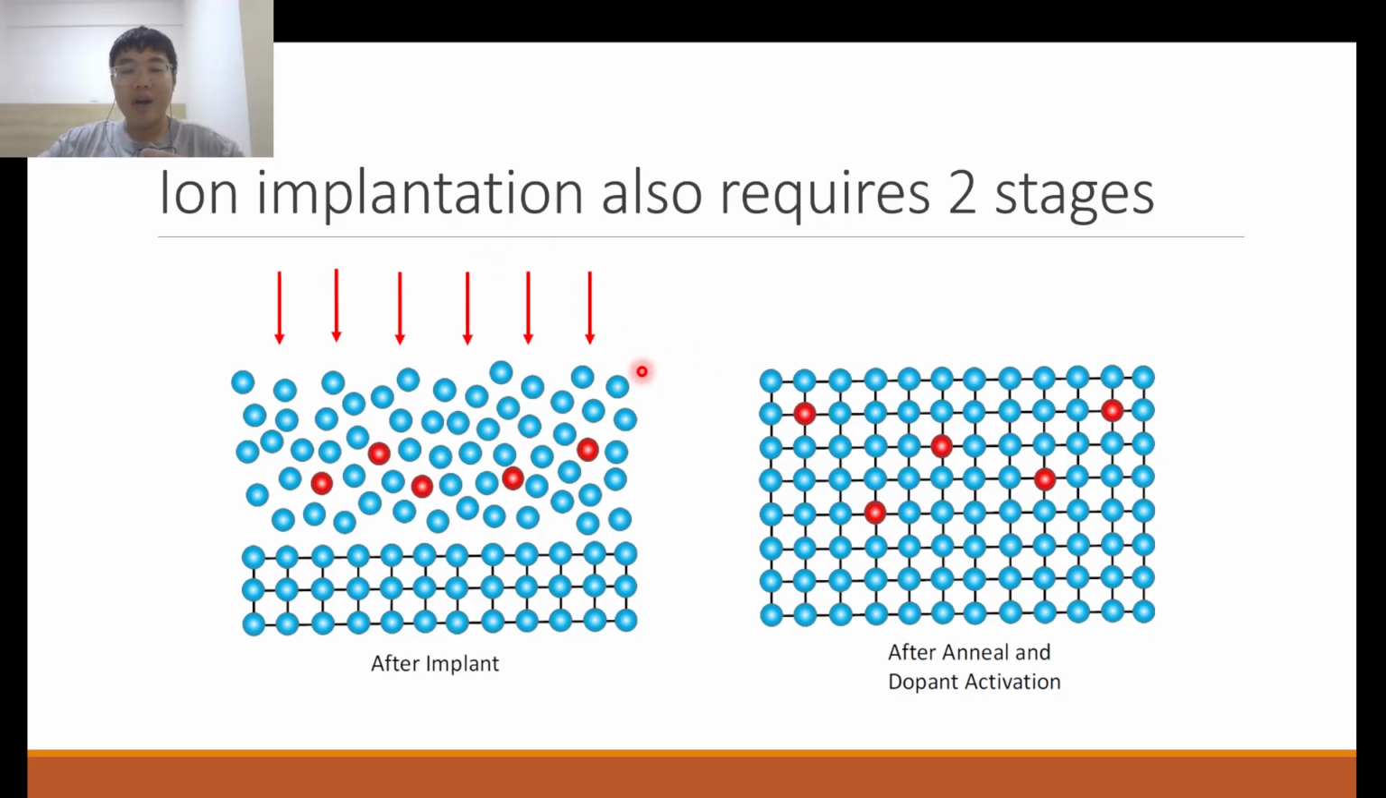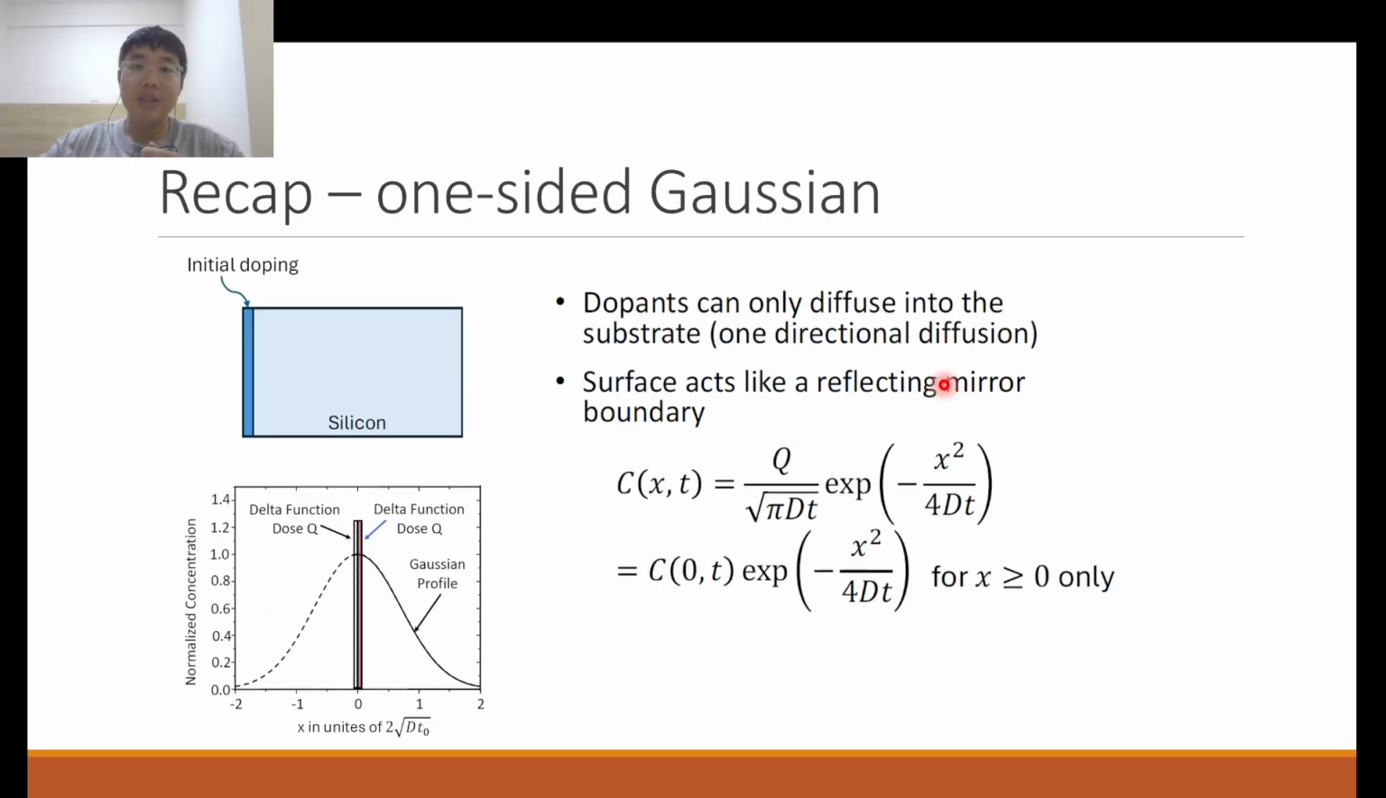So remember, ion implantation requires two stages. Implant, that has been discussed. Now we'll look at anneal. So remember what we covered some minutes ago: when you have a fixed dose and diffuse the fixed dose, the resultant profile follows a Gaussian distribution. So we use this concept right now.